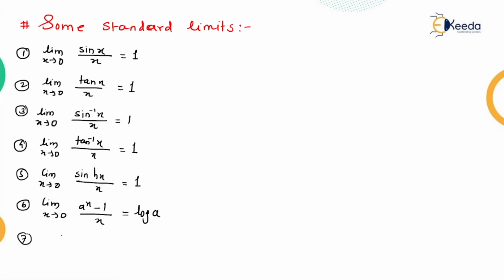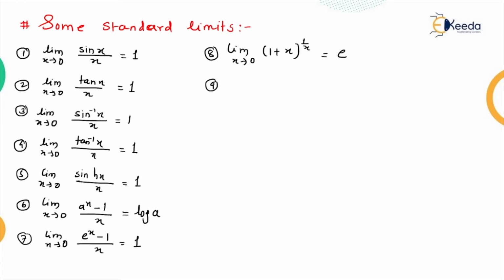Number 7, we have to use the standard limit also. Limit as x tends to 0 of e to the power x minus 1 divided by x, your answer should be log e, and log e is also 1. Next, number 8, the standard limit as x tends to 0 of (1 plus x) raised to the power 1 divided by x, and your answer will be e, guys.